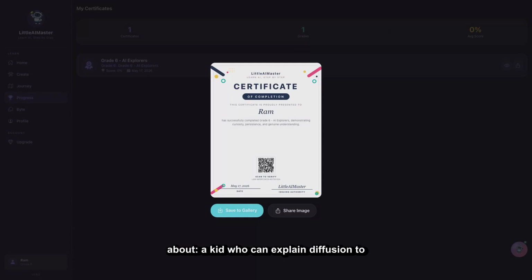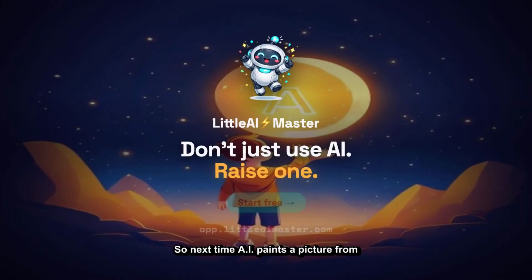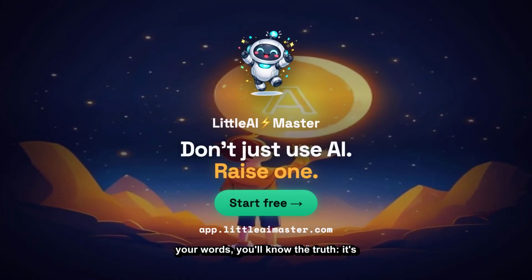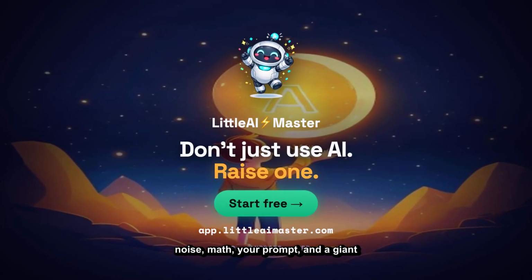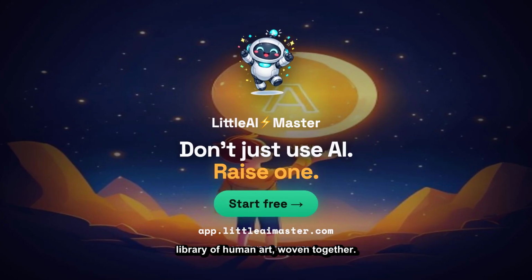A kid who can explain diffusion to you at dinner and weigh whether an AI image was made fairly. That's true AI literacy. So next time AI paints a picture from your words, you'll know the truth. It's noise, math, your prompt, and a giant library of human art woven together.